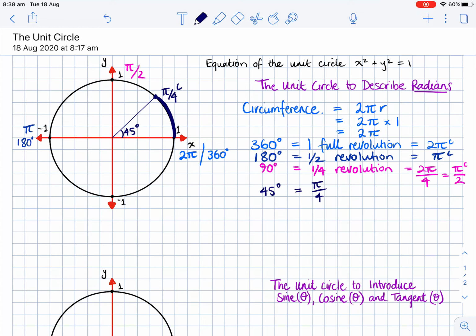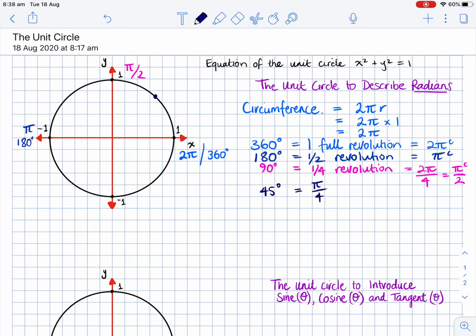And then I can keep going like this, and I can create a whole heap of other angles. So if I halve the 45 degrees, I'd have 22.5. 22.5 is pi on 8. But the really common angles that you will see, I'll get rid of the 45, and just undo that. Just need to try and create a little bit of space in my circle here.